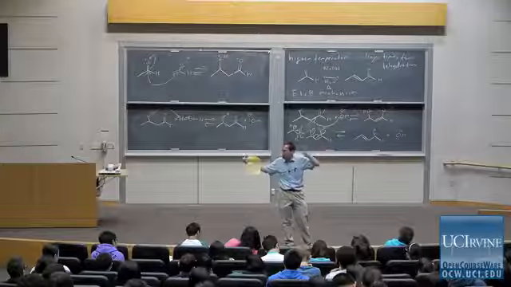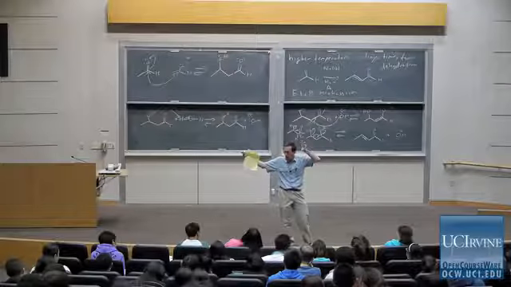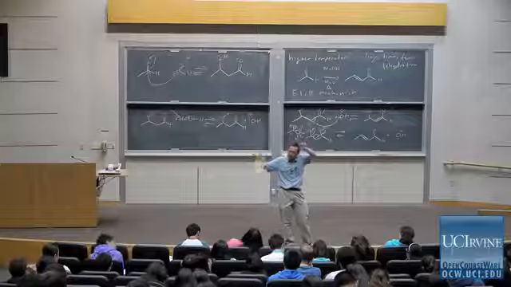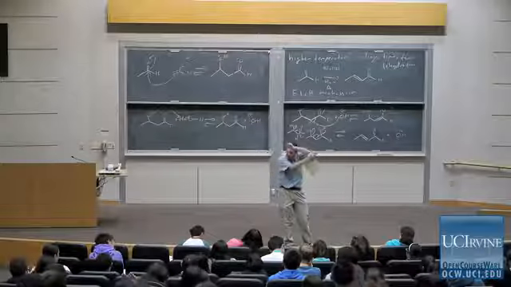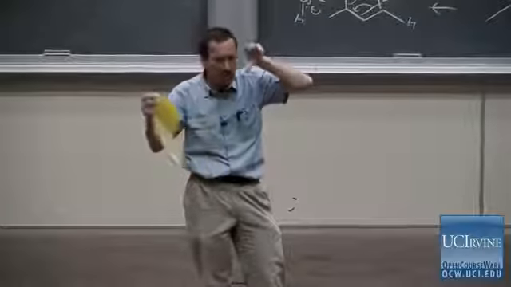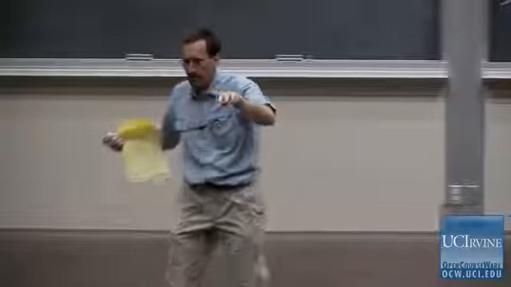SN2 reaction, you're going through this trigonal bipyramidal transition state. Carbon cannot have 10 electrons around it. And that nucleophile is coming in, the leaving group is leaving right at the same time. It's a bad reaction. It's a difficult reaction. It only occurs with a good leaving group.